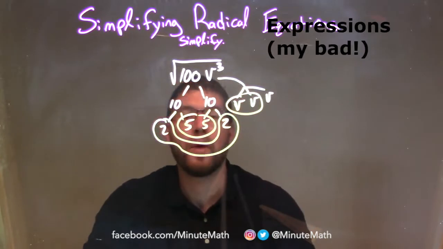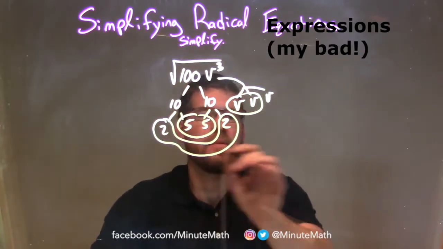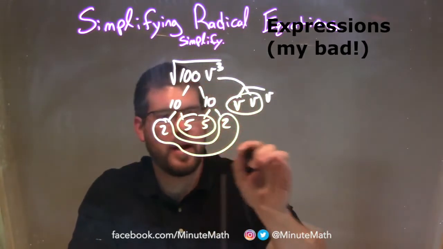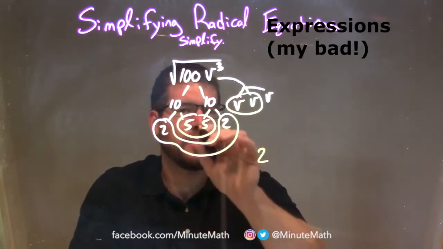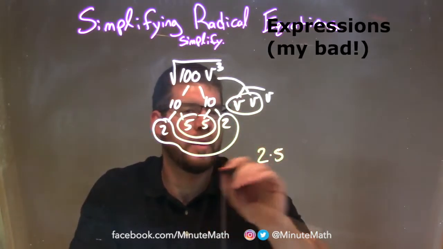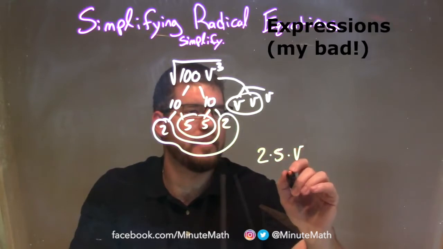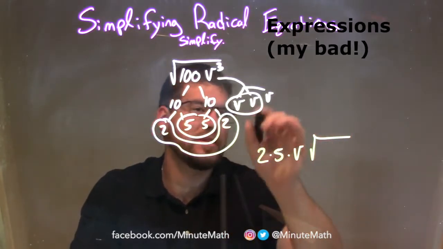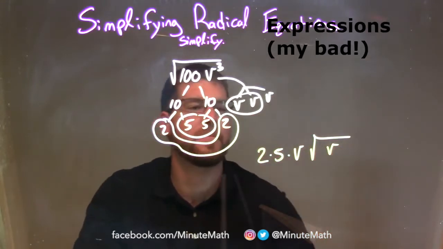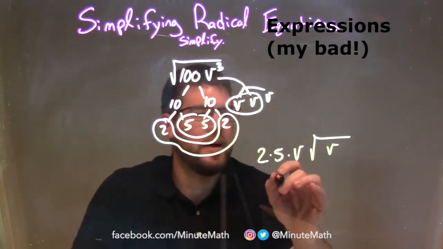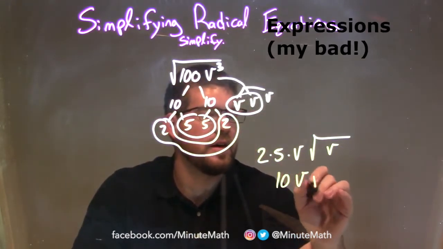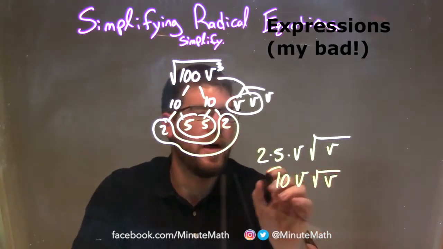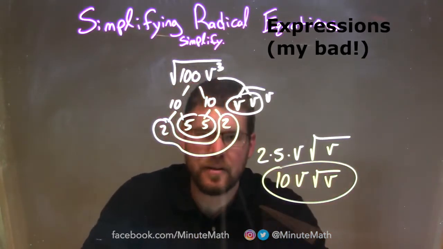So when I break this down and simplify out my pairs, a pair of 2 on the outside of the square root, a pair of 5 on the outside, so we put 1 down, and a pair of v on the outside. Then we have the square root of what's left, and the only single left is a v. Now we simplify. 2 times 5 is 10, so we have 10v times the square root of v, and that is our final simplified answer.